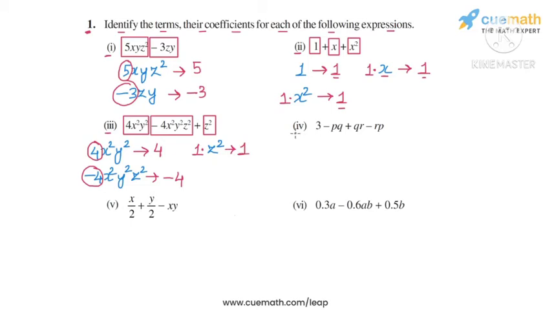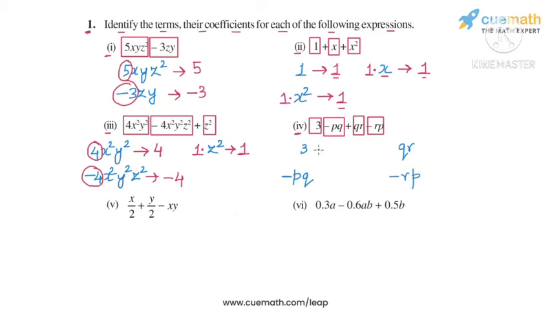Now in part 4, the expression is 3 minus pq plus qr minus rp. So this expression has 4 terms. It has the term 3, then minus pq, then qr, and then minus rp. So these are the 4 terms of this expression. So let's write these 4 terms: 3, then minus pq, then qr, and then minus rp. And now these are the 4 terms.